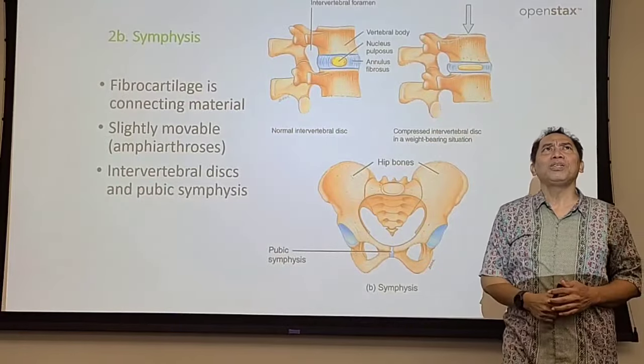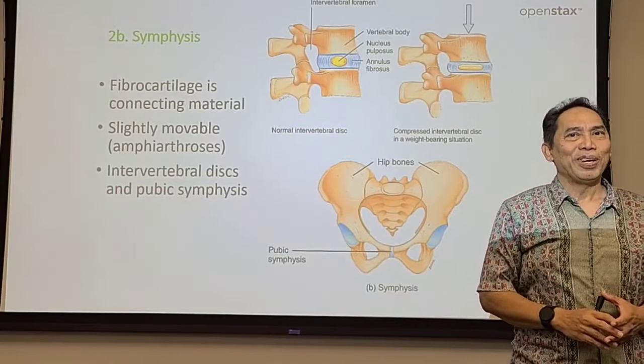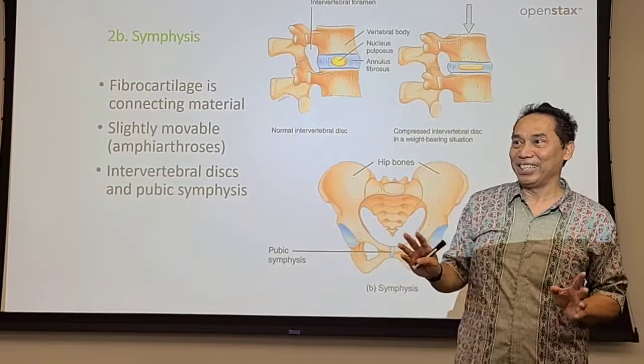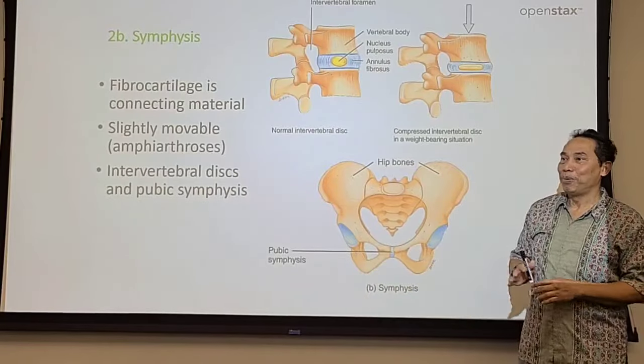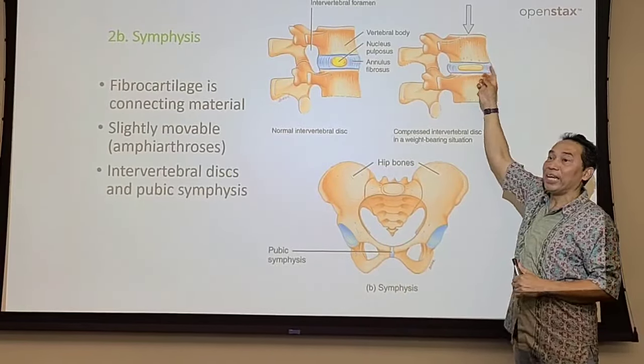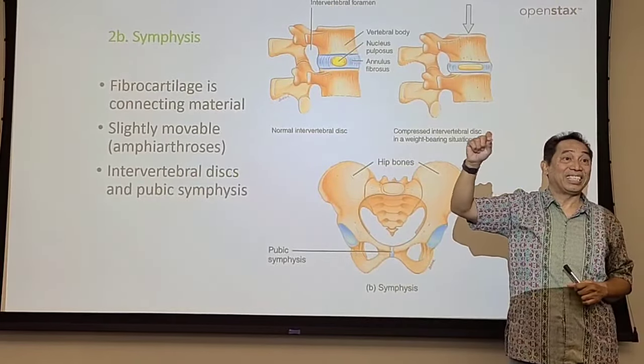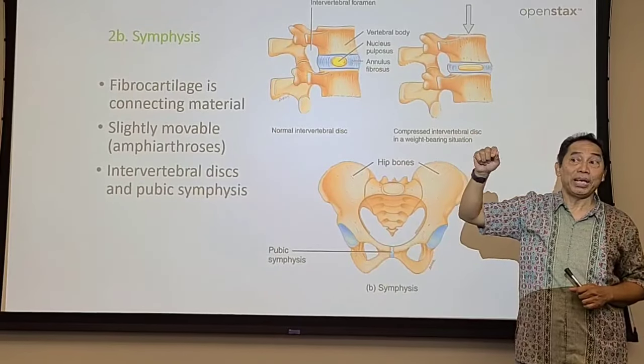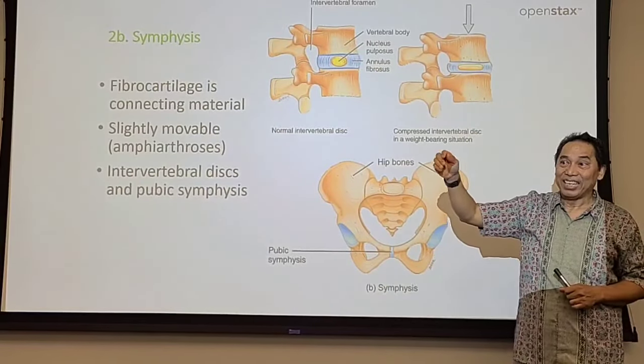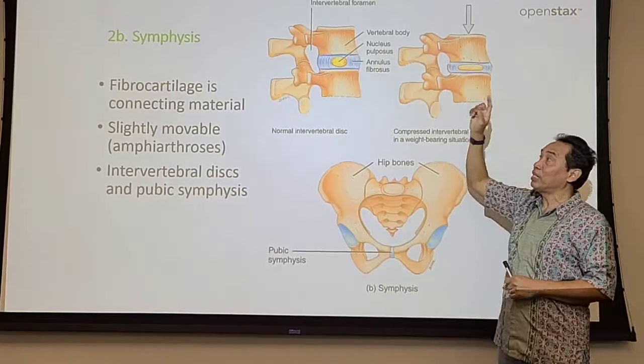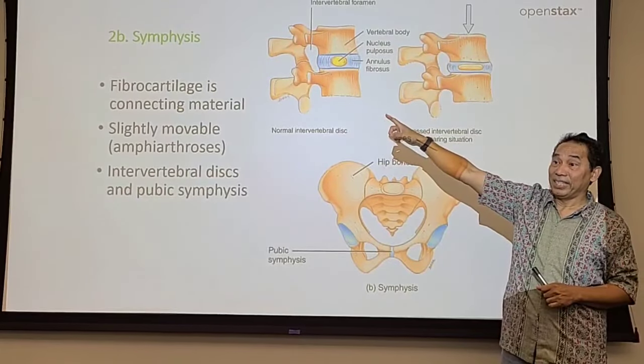How many vertebrae do we have? 26. Don't forget that. Between the vertebrae, there is a vertebral disc, and that vertebral disc is made of fibrocartilage. That makes the joint, and that joint is called the symphysis.